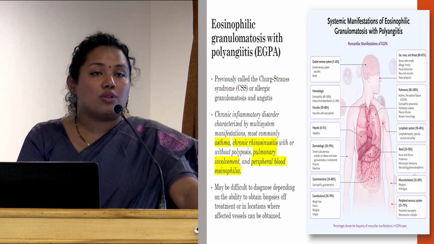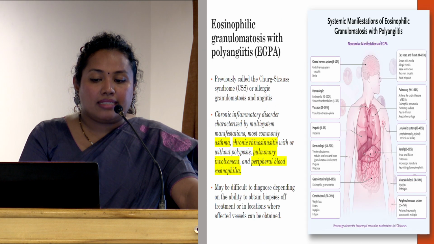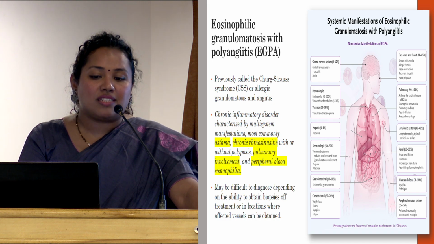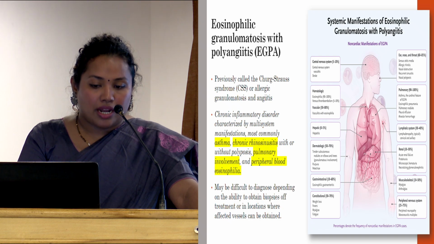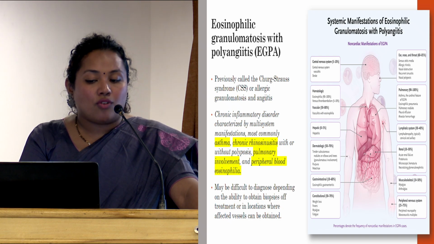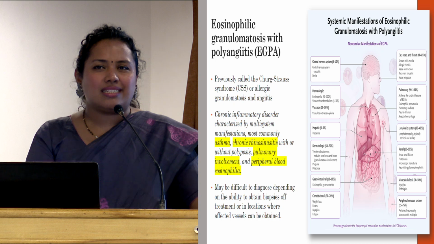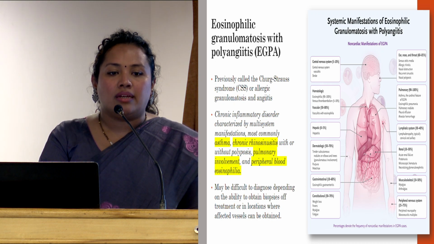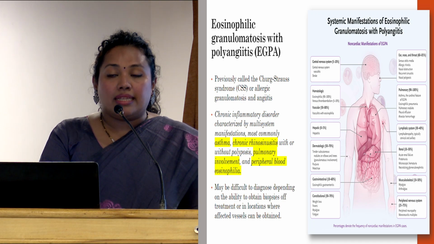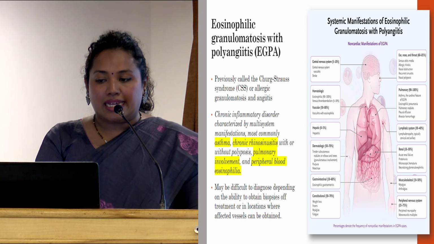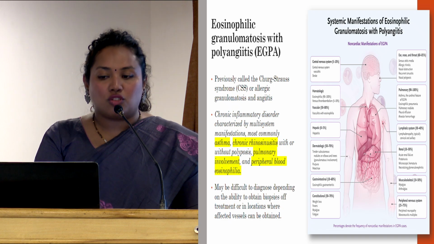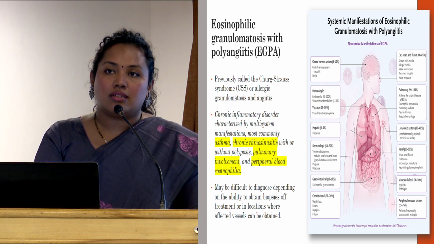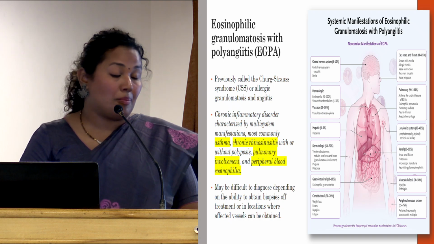EGPA, also previously known as Churg-Strauss, is a chronic inflammatory disorder which is characterized by manifestations like asthma, chronic rhinosinusitis, pulmonary involvement and peripheral blood eosinophilia. It's a little difficult to diagnose, so obtaining a biopsy if possible would be useful for the diagnosis. They can also have involvement of the CNS in the form of stroke or CNS vasculitis, and can have other systemic involvement as depicted in the picture.